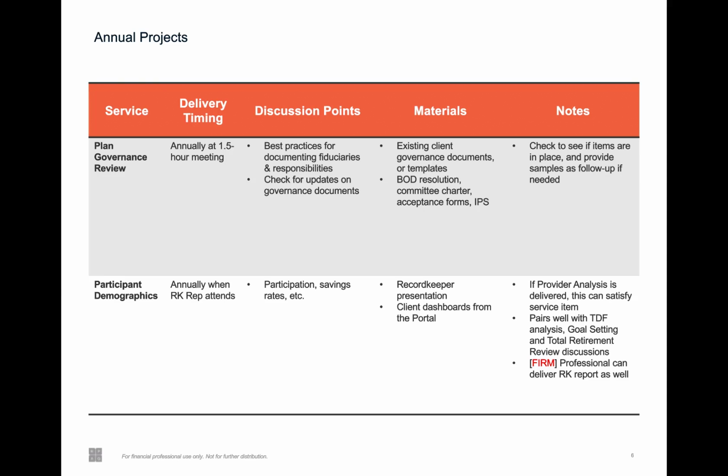So if they're attending the meeting, then they can talk through their presentation and we show it as delivered on the service plan. If the record keeper is not available, or for whatever reason they're not attending the meeting, then I'm comfortable going through their reports as well. We'll go through and talk through what are their participation rates, what are their savings rates, what are loans. Really easy, I think, from the advisor side to go through those documents as well.